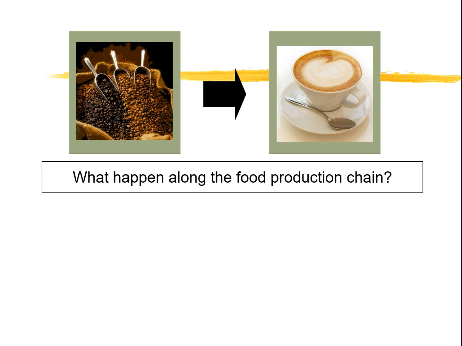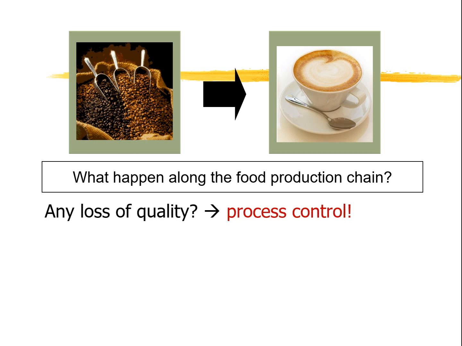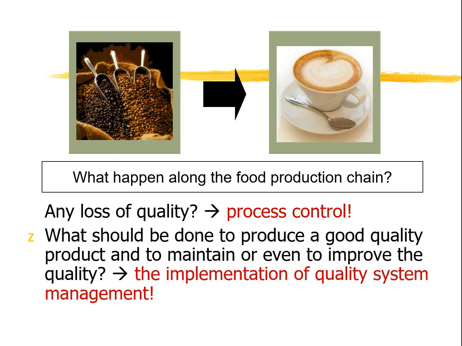And the other important thing is what happens along the food production chain. And these all are covered in process control, which we will discuss in our next lecture. These are the losses of quality during the production system or process control. And to maintain the food quality, we should take care of those steps which are important during the process control or the process during the production. And this is possible through the implementation of quality management systems.